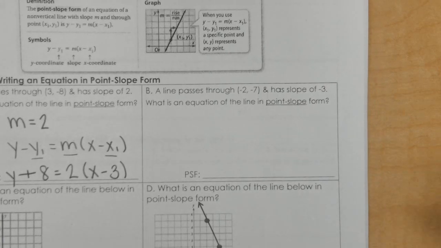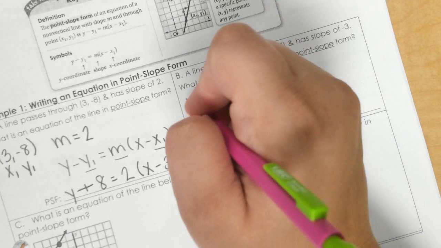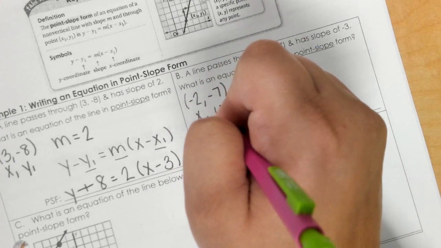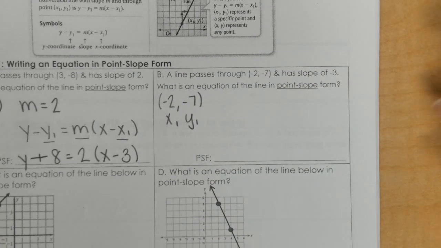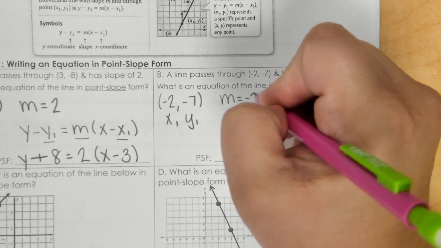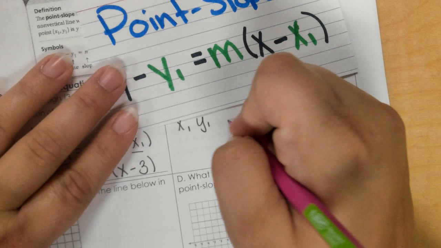For letter B, it says a line passes through the point -2, -7. So we can go ahead and jot that down as our x1 and our y1. We know that the slope is a -3, which is m. And then we just need to use that formula again. So we're going to jot this down.